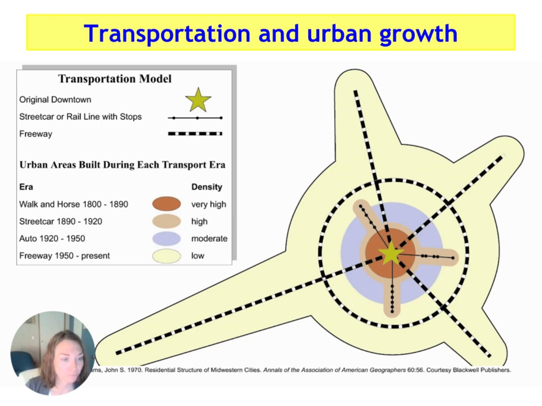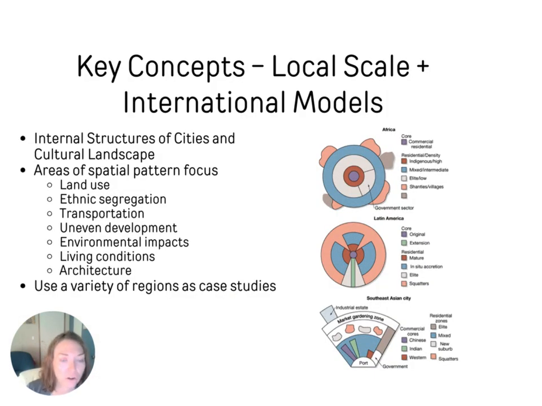Transportation model. I'm going to talk about just some alternate models because on the AP Human Geography exam, you just never know what random stuff is going to be on there. Let's look at some of these international models. So we have this African model. We have a Latin American model and Southeast Asian city model. Singapore is a good example of this, but it basically focuses on land use, transportation, living conditions, things like that.